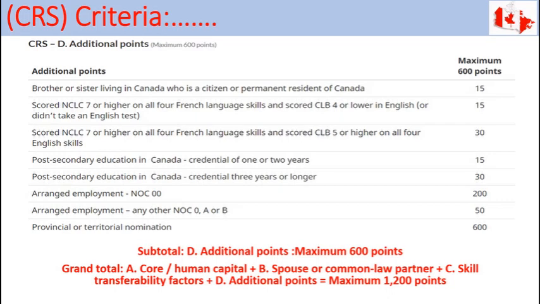So if I add all the factors together, the subtotal, the grand total for human capital, spouse factors, skill transferability factors, and additional points, you can get a maximum of 1200 points. Now we have already done how much we can get from each factor. Now let's sum up together.